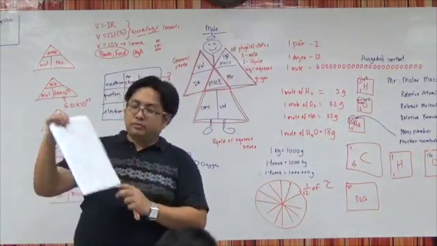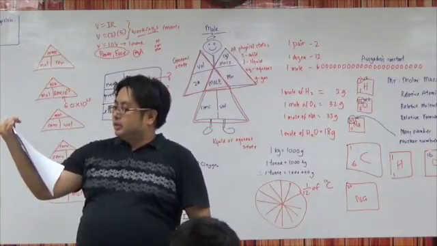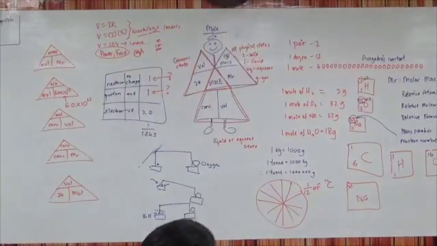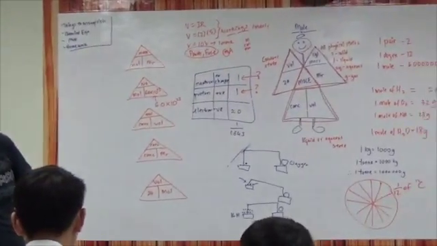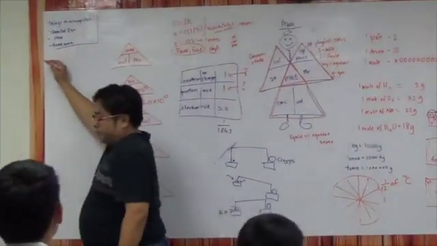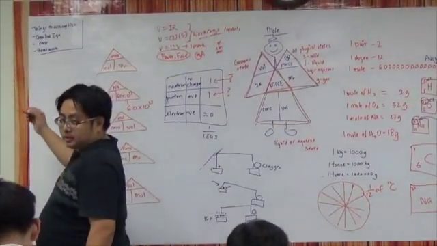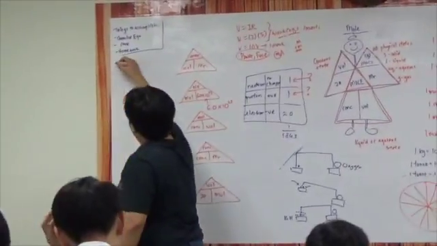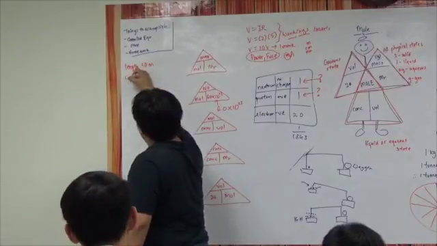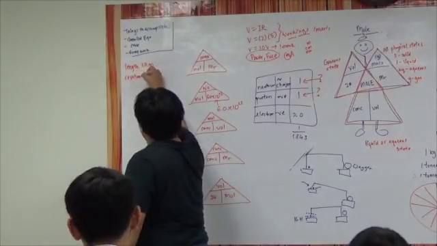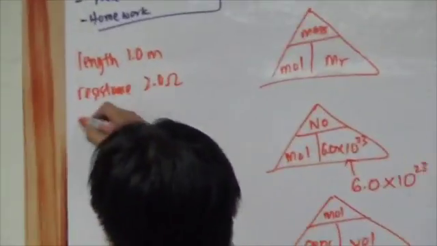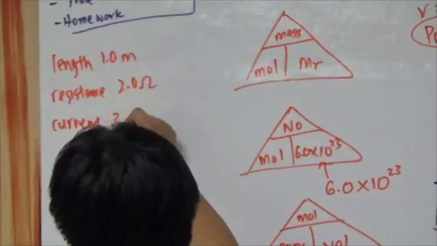So a lot of people got this wrong. He says here that the current is 3 ampere. Okay, maybe someone can tell me the information. A wire of length 1.0 meter has a resistance of 2.0 ohm. When connected to the cell, the current in the wire is 3.0 ampere.